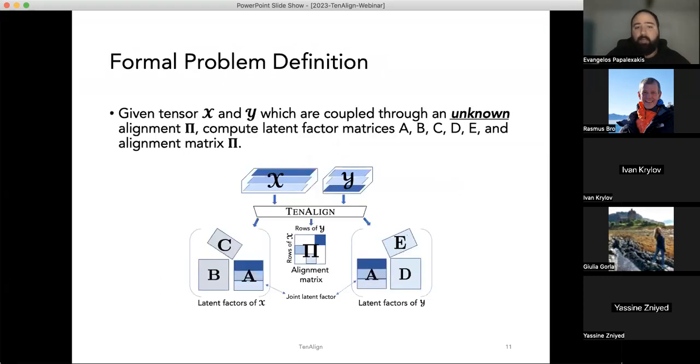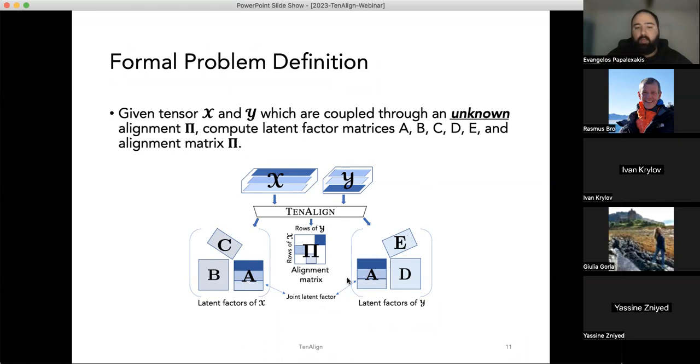So more formally, we're given two tensors, X and Y, and you can see here that they have certain slices that, by color, you can tell match, but this matching is scrambled, right? And it's unknown to us. So given those two tensors, what we want to compute is their coupled decomposition into this joint latent space, A, B, C, D, E. A is shared.